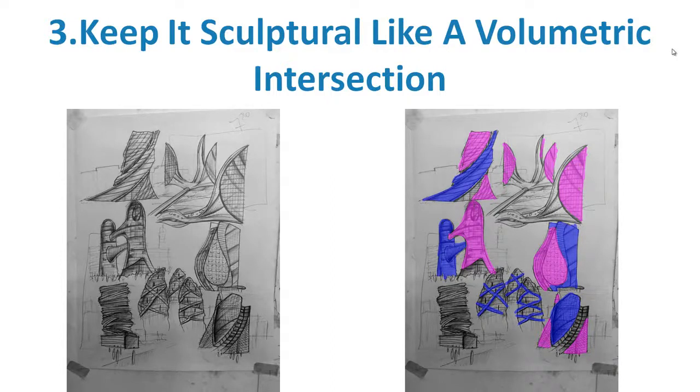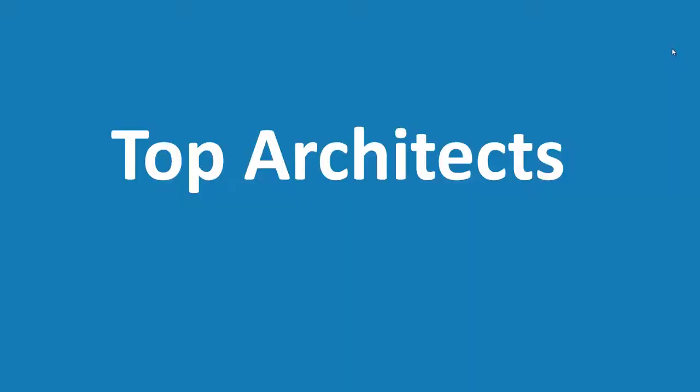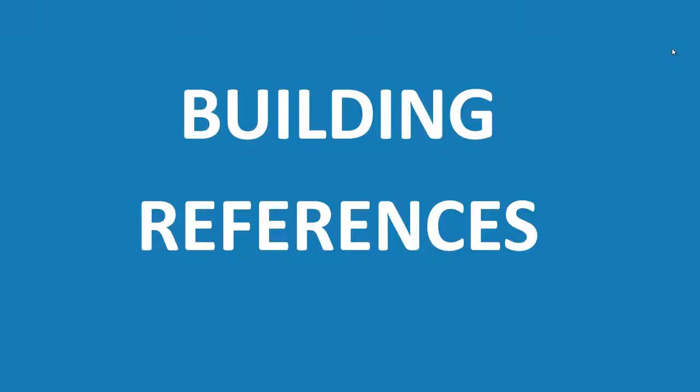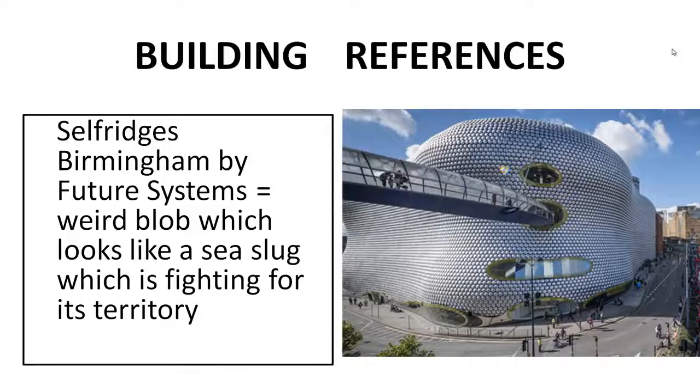There's something that kind of folds or moves. Okay, let's look at the top architects in organic architecture. Well, there's many, but my personal favorites are Zaha Hadid, Ian Kaplicky, and Greg Lynn. So a couple of building references for them. Selfridges is done by Ian Kaplicky and Future Systems.